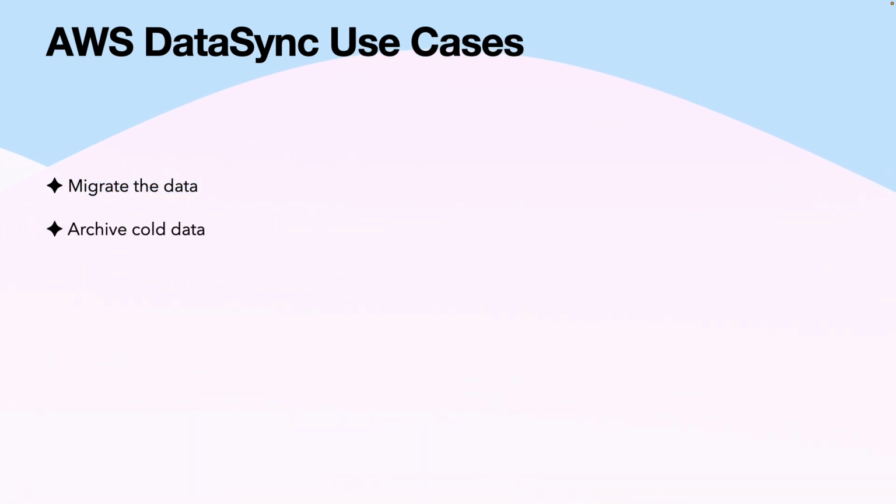Archive cold data. Move cold data stored in on premises storage directly to a durable and secure long term storage class such as S3 Glacier Flexible Retrieval or S3 Glacier Deep Archive. Doing so can free up on premises storage capacity and help you shut down legacy systems.